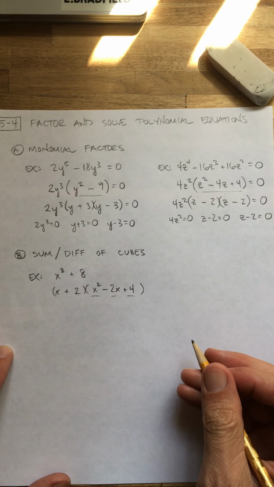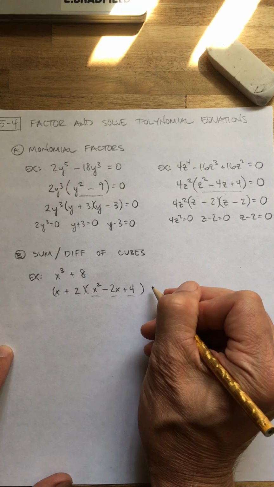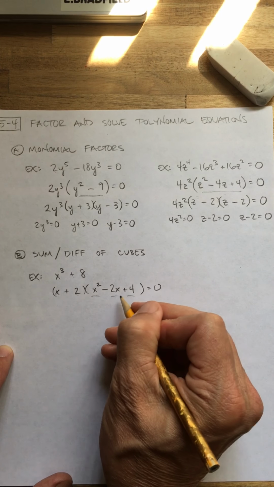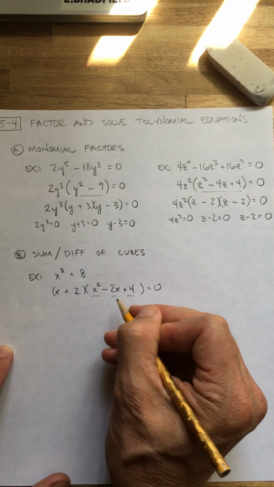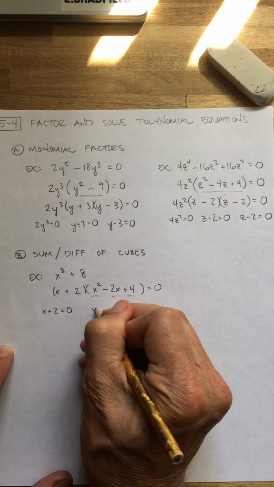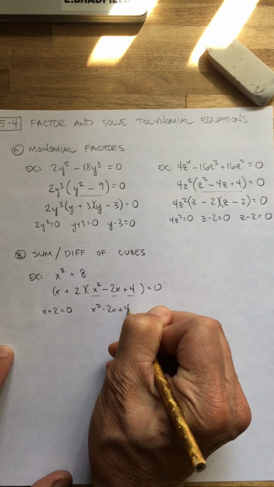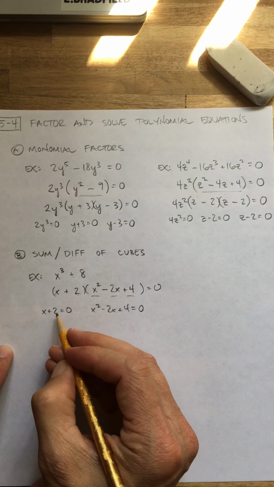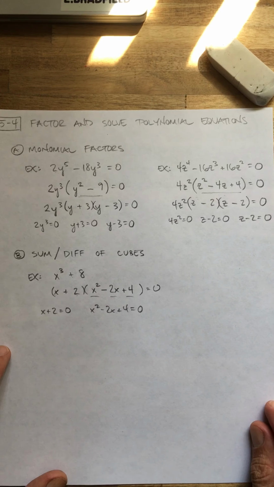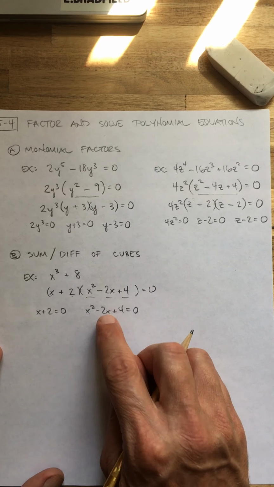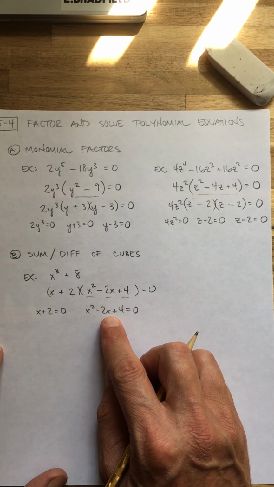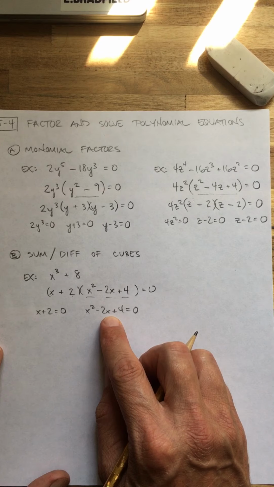All right, and if it's equal to 0, let's just say it equals 0, then you're going to say, well, let's see if this factors. That doesn't factor. So it's going to be x plus 2 equals 0, and x squared minus 2x plus 4 equals 0. And then here, if it doesn't factor, what do you have to use? That's right, you have to use the quadratic formula. Or in this case, you can actually solve this one pretty quick by completing the square. All right, so that's that.